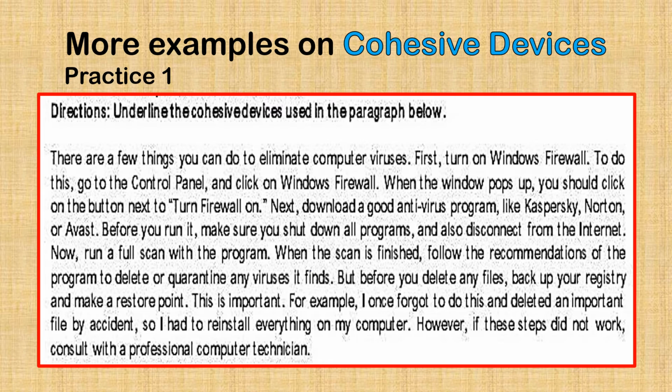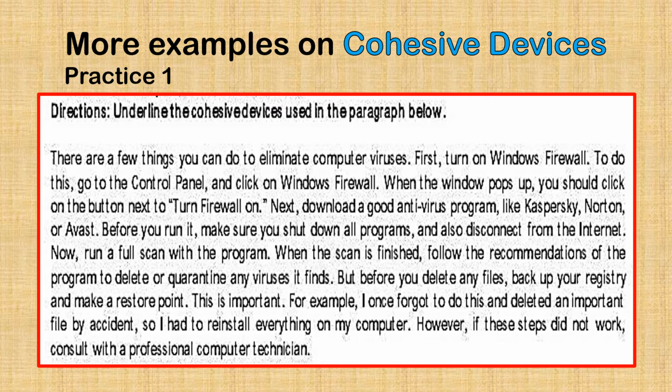When the window pops up, you should click on the button next to Turn Firewall On. Next, download a good antivirus program like Kaspersky, Norton, or Avast. Before you run it, make sure you shut down all programs and also disconnect from the internet. Now, run a full scan with the program. When the scan is finished, follow the recommendation of the program to delete or quarantine any viruses it finds. But before you delete any files, back up your registry and make a restore point.